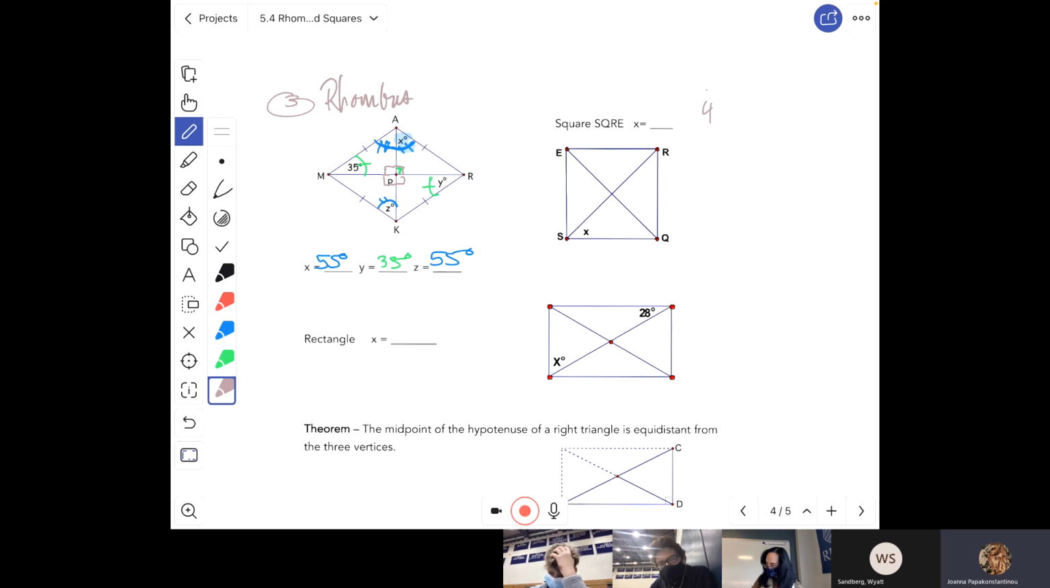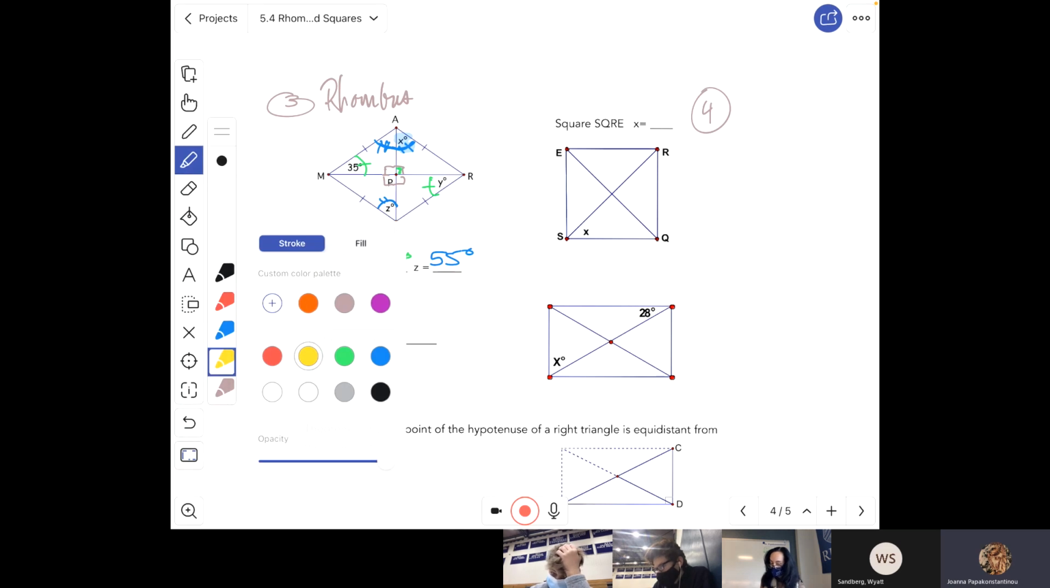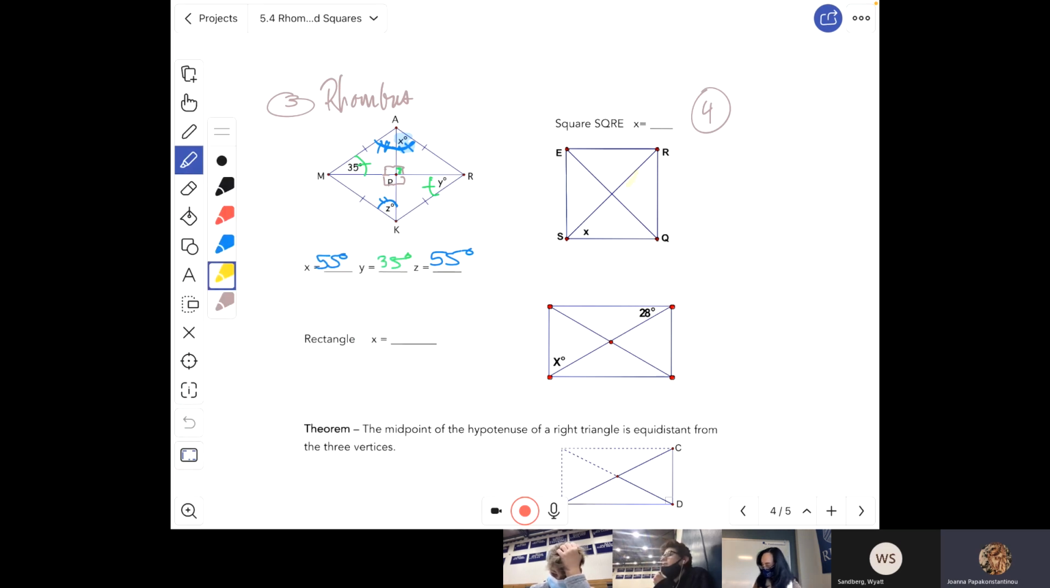Okay, let's look at the next example. We have a square, SQRE, and I want to know what x is. What do I know about these little triangles? Okay, they are isosceles, but more particularly, they're what type of isosceles triangles? They're right isosceles triangles.